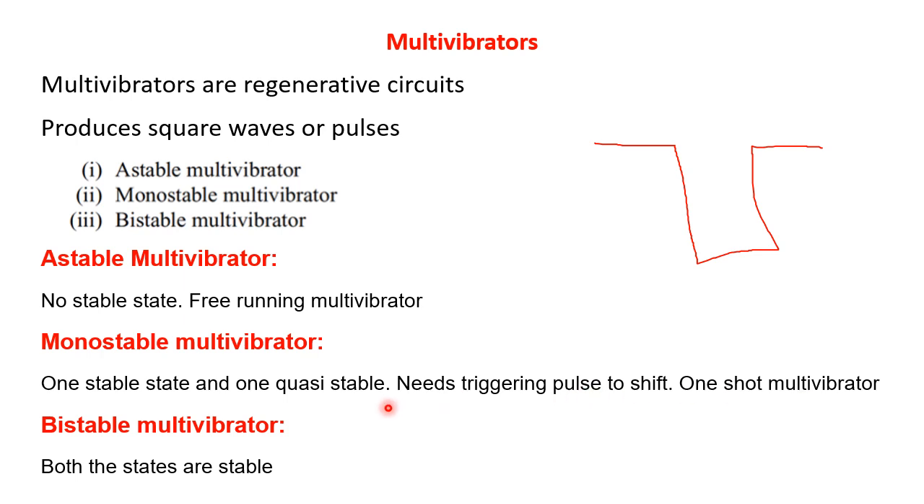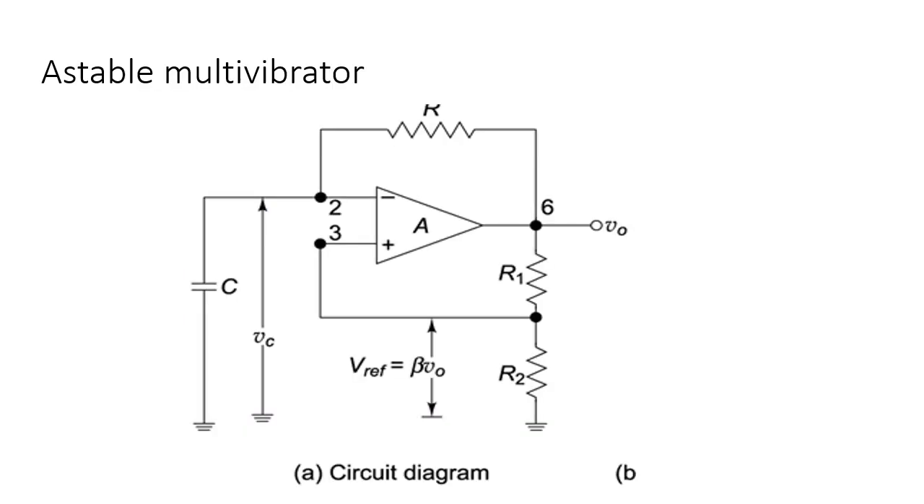The third one is the bistable multivibrator. Here both the states are stable. So when I need a transition, I have to give a pulse for every transition. Hence the name bistable multivibrator. So in this session, we'll be learning about the astable multivibrator and its working.